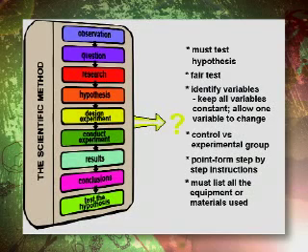Variables are different factors that could change in an experiment. If an experiment is to be a fair test, then it is important that all the variables are kept constant and only one variable is allowed to change. The variables that you do not allow to change are called constants.